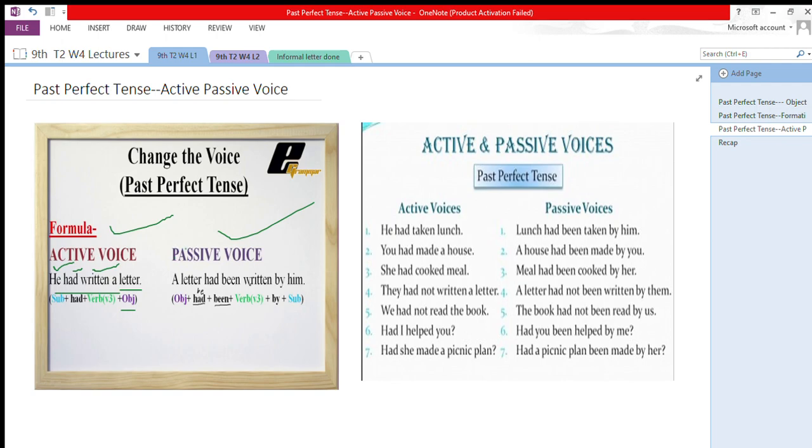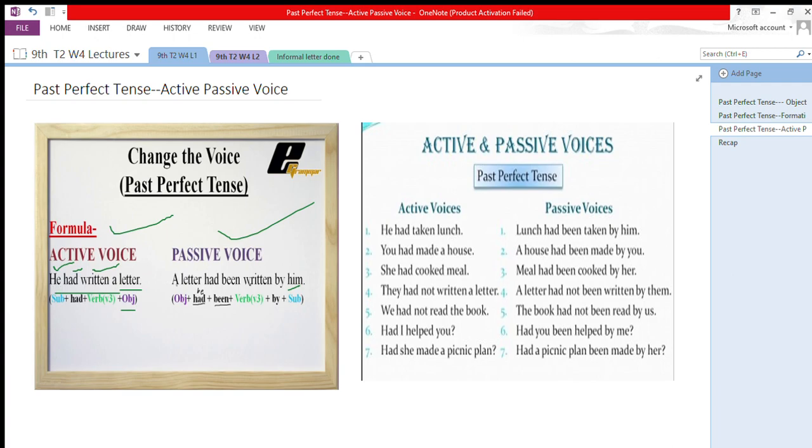Now when you change the voice, what happens? Four changes take place. The subject becomes the object and the object becomes the subject. Now "him" will be changed into "he", and "he" will be changed into "him". The subject will take the place of object, and the objective case of "he" is "him".